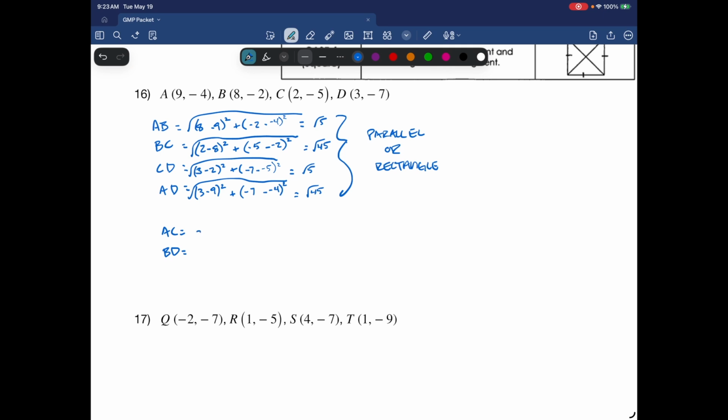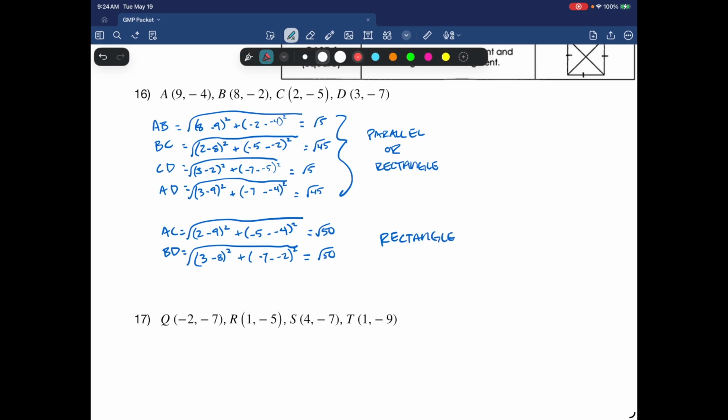So AC is going to be 2 minus 9 squared plus -5 minus -4 squared. And that gives me square root of 50. And then BD, I get 3 minus 8 squared plus -7 minus -2 squared. And the calculator says that's square root of 50. So since my diagonals are congruent, that means this is not a parallelogram, but a rectangle. Okay.